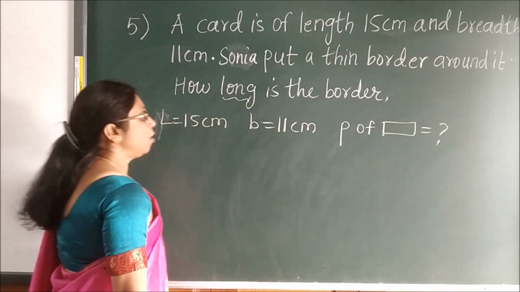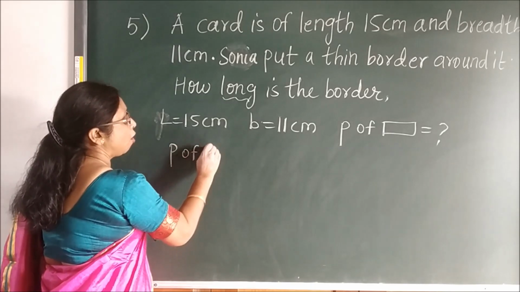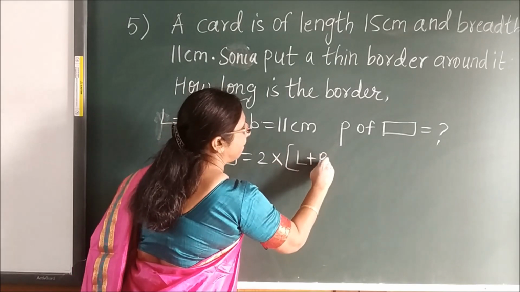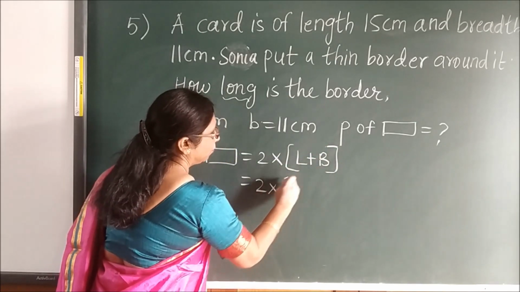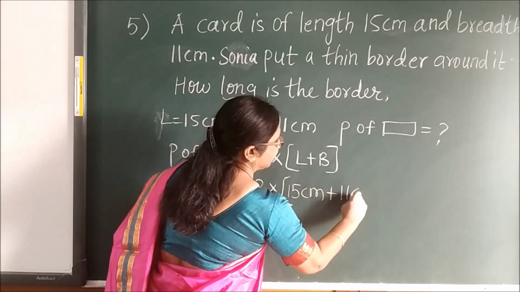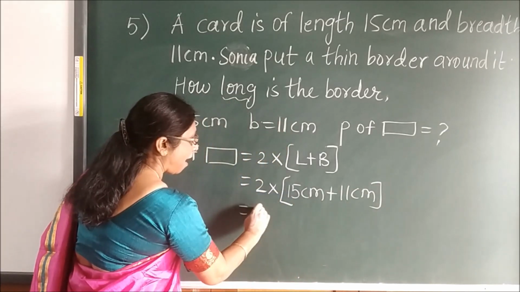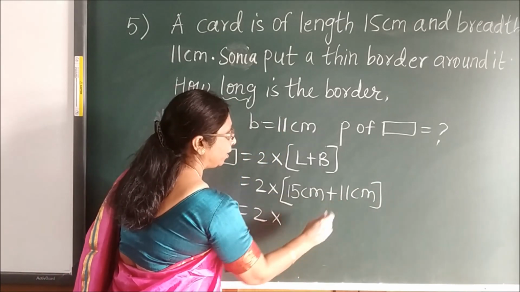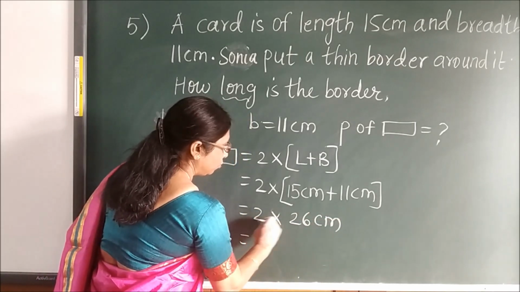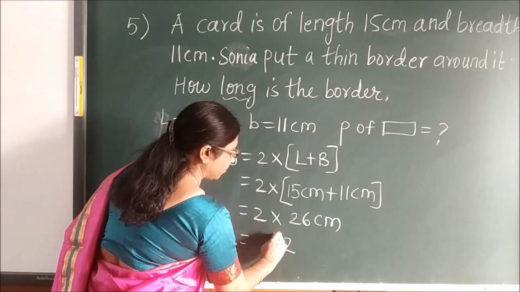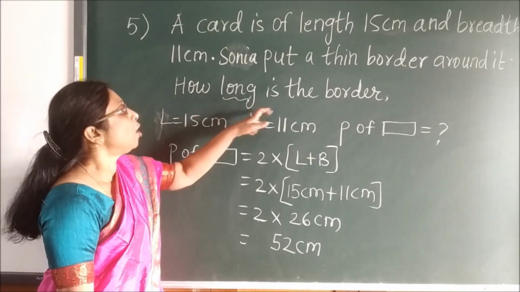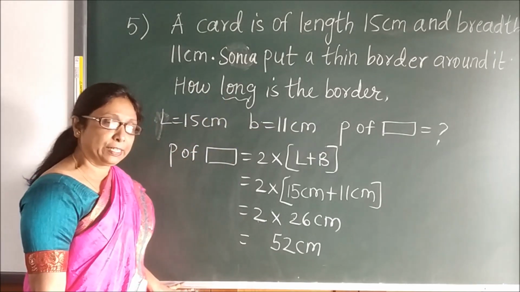Clear? Now formula, perimeter of rectangle is equal to 2 into length plus breadth. 2 into what is the length given here? 15 centimeter, breadth is 11 centimeter. First solve the bracket. When you solve, what you will get? 26 centimeter. Now multiply. 2 6s are 12 and 2 2s are 4 plus 1, 5. So 52 centimeter. So how long is the border? It is 52 centimeter.